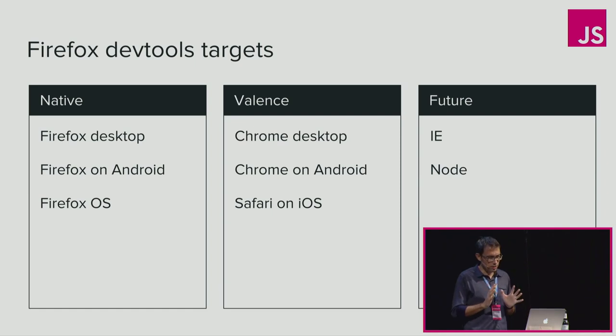So with Firefox, what you can do is you can debug your web app in any Firefox product, like Firefox desktop, Firefox on Android, and Firefox OS devices, phones, TVs, etc. And with the addition of Valence, you can now communicate and debug web apps running on Chrome on desktop, Chrome on Android, and Safari on iOS. And we hope that in the future we'll provide the ability to debug web apps running Internet Explorer and Node.